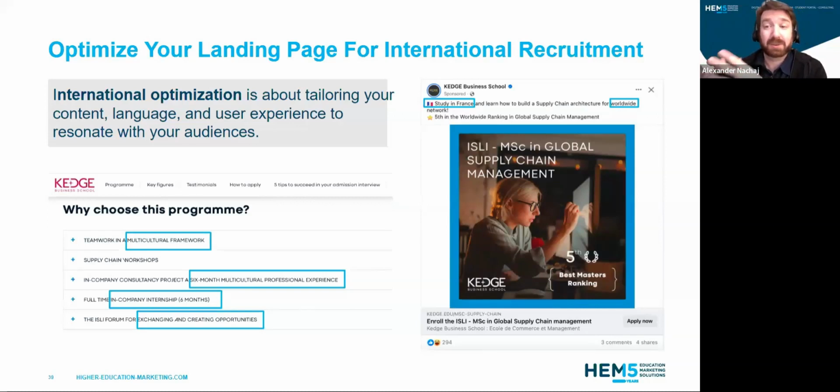So for instance, if you're a school in France targeting the Middle East, you're probably going to want to mention things like study in France or our beautiful campus in Paris, which might not be as self-evident if they're just seeing this ad and think it's something down the street.